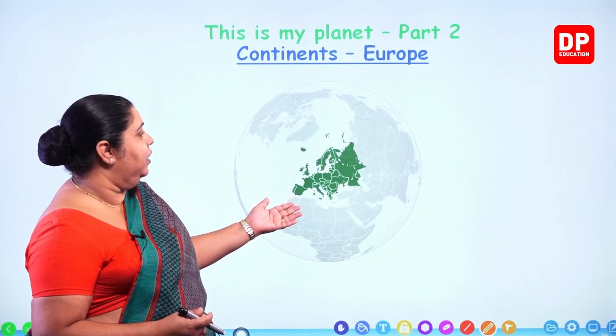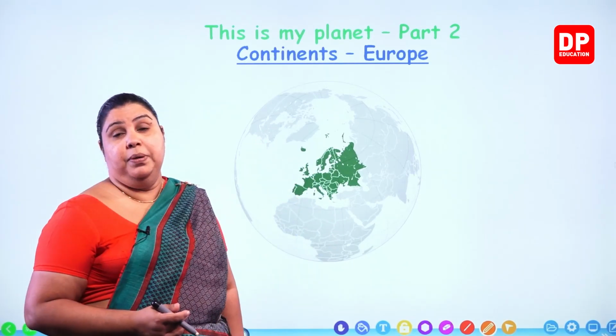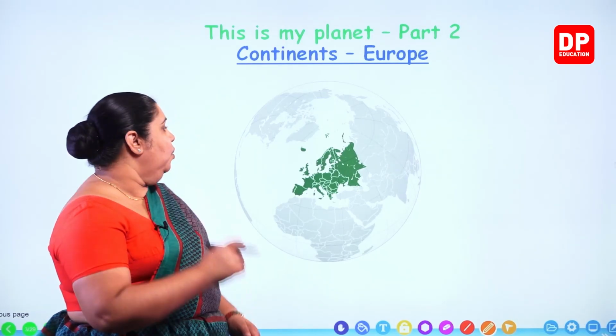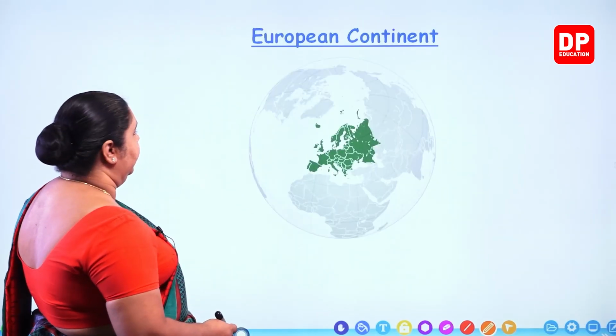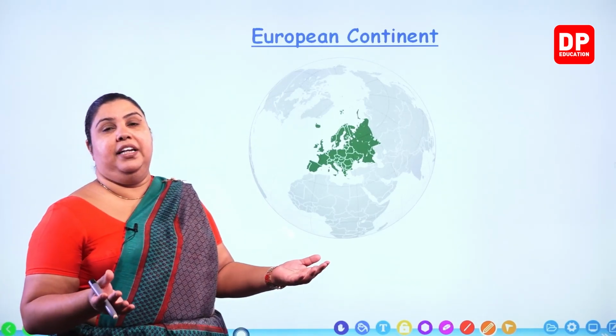This is how the European continent looks like in the globe. So now let's see how this European continent looks like. ඔන්න බලමු අපි Europe කියලා කියනවා.